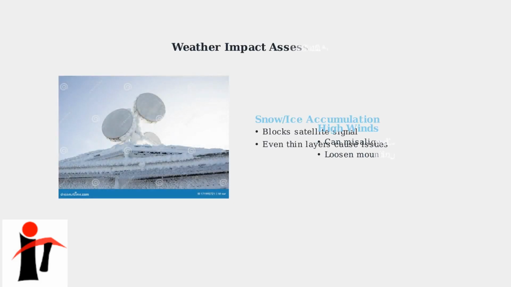Weather conditions are another major factor. Heavy snow, ice, or rain can block your satellite signal or damage equipment. Check your dish for snow or ice accumulation, which can completely block the satellite signal. Even a thin layer of ice can cause significant signal loss.